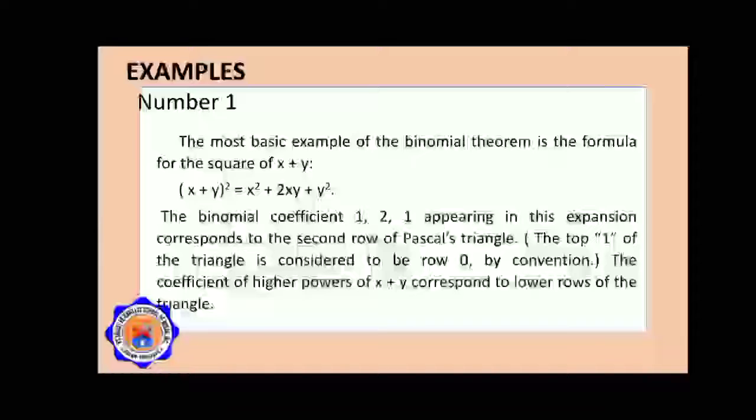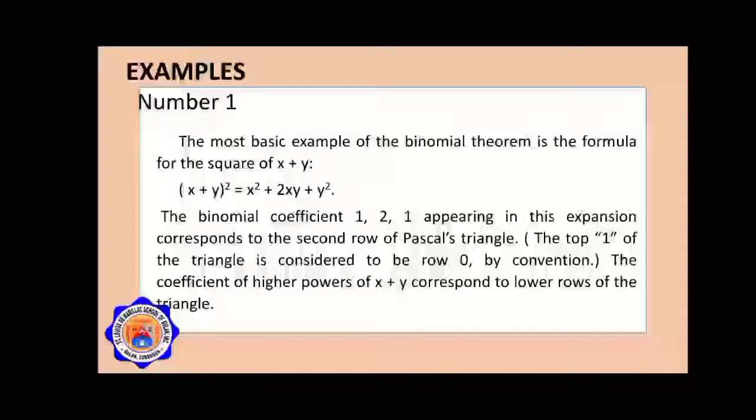Here in the binomial theorem, in expanding our polynomial, the only thing we will use is the FOIL method. After getting the answer from the FOIL method, you will combine all like terms. This example is (x + y)^2 equal to x^2 + 2xy + y^2. So the binomial coefficients are 1, 2, and 1.